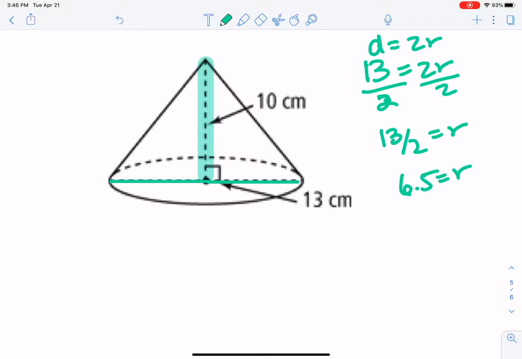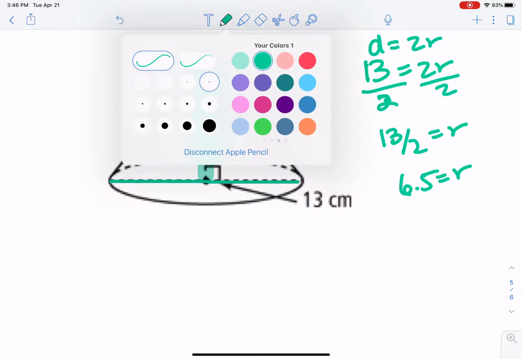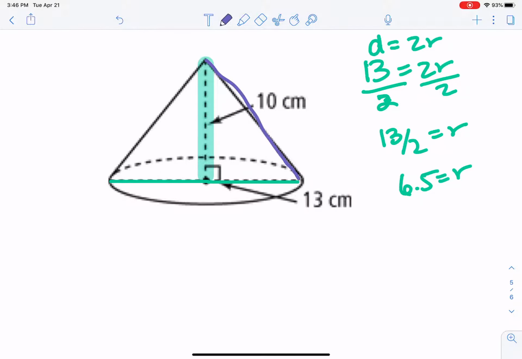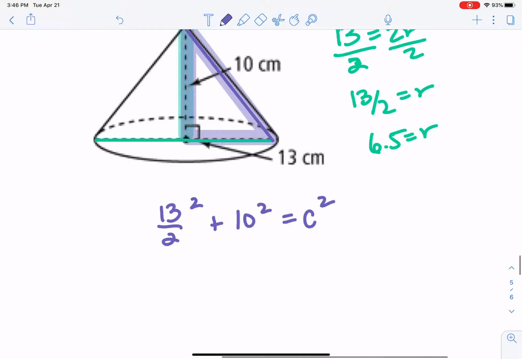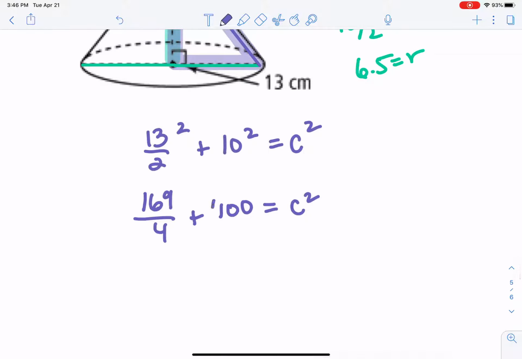So we're going to have to do a little bit of Pythagorean theorem here to figure out what this slanted height is. I'll draw it in purple. We've got a right triangle right here. And I know that 13 over 2 is my a, so a squared plus b squared, which is our 10, will give us our slant, or our slanted height, our c squared. So that's 169 over 4. Again, you can do this in decimals. I'm just going to stay in fractions as long as I can for the ACT. Then that is the same as 400 over 4. 100 is just 400 over 4.